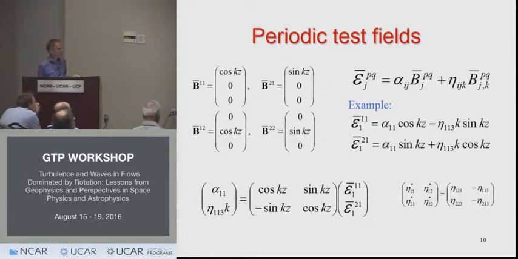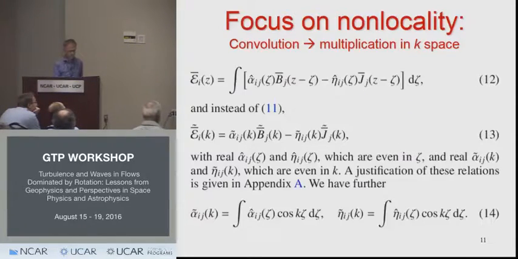And this we can invert. And this is the system of equations. And we can invert this for these coefficients, which is written down here. Here are the rank 2 tensor components related to the rank 3 tensor components. So this is what is called the test field approach. And this works for a harmonic test field with a wave number k. And it's constant at the moment.